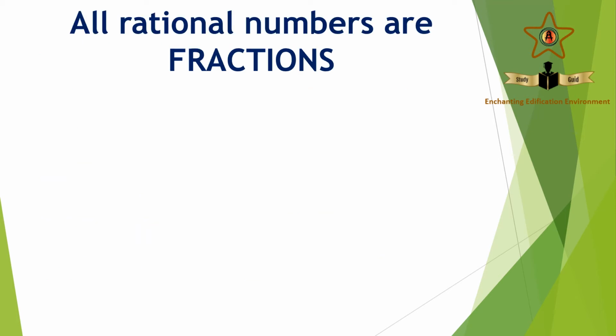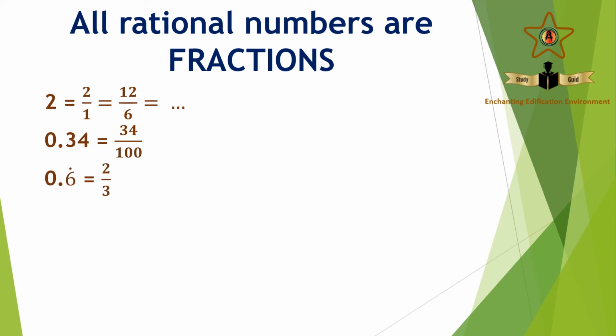All rational numbers could be expressed as fractions. Whole numbers, 2 over 1 or 12 over 6, and so on. So, a whole number can be expressed as a fraction. A decimal can be converted to a fraction very easily. Recurring decimals also can be converted into fractions, but we have to use simultaneous equations to do so. Mixed fractions. Mixed fractions are also fractions.